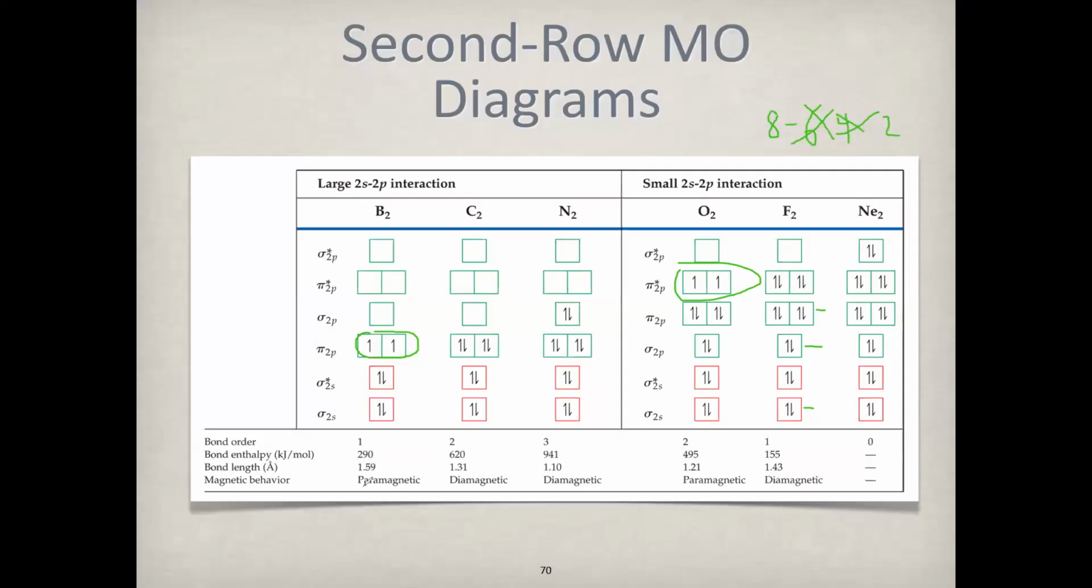And then with these para ones, that means that they're going to be attracted to a magnetic field, where the diamagnetic is going to be slightly repelled by a magnetic field. But with these molecular orbital diagrams, that'll be kind of where we wrap it up for chapter 8.